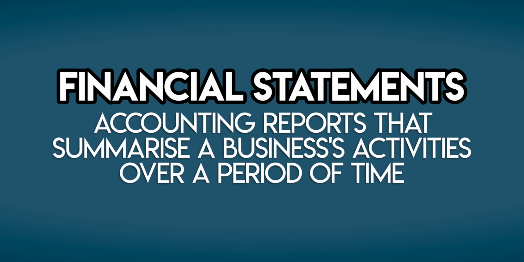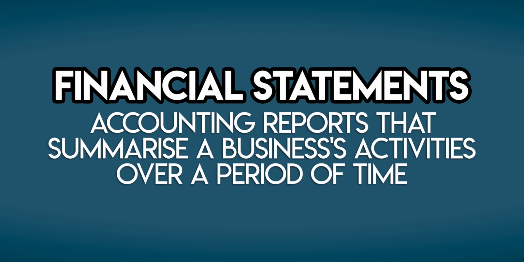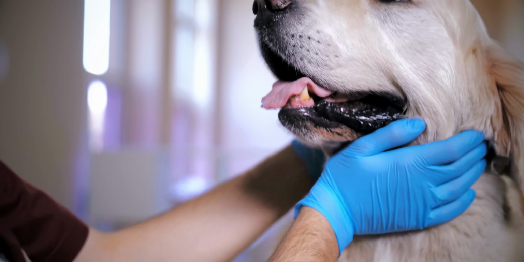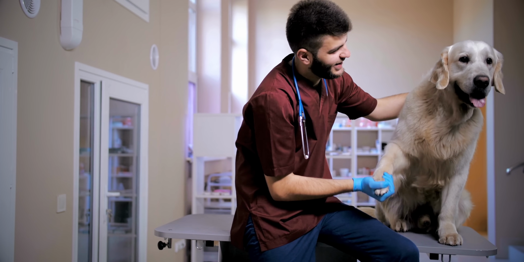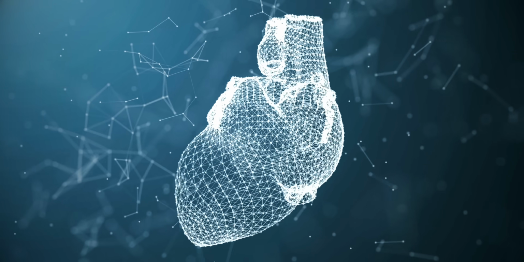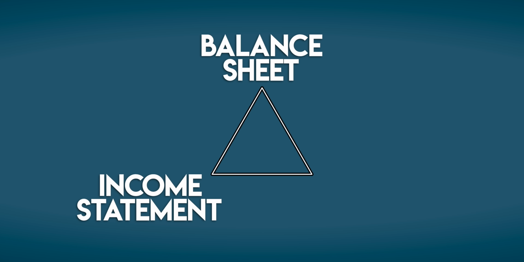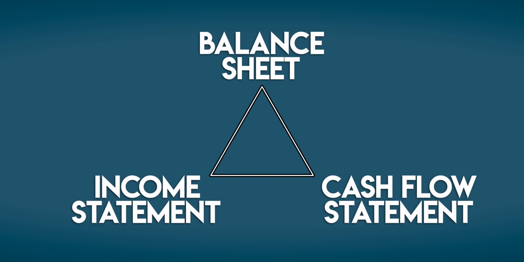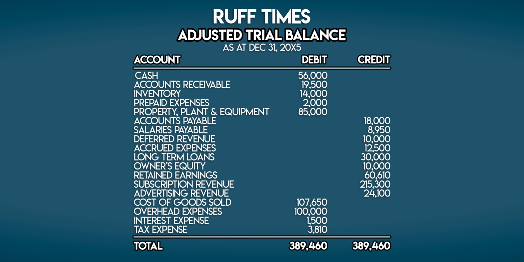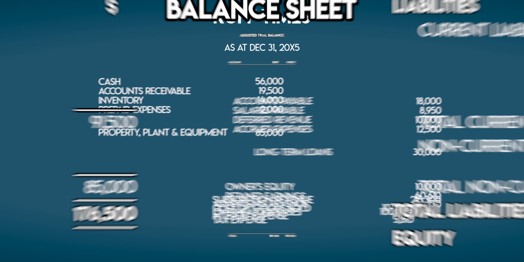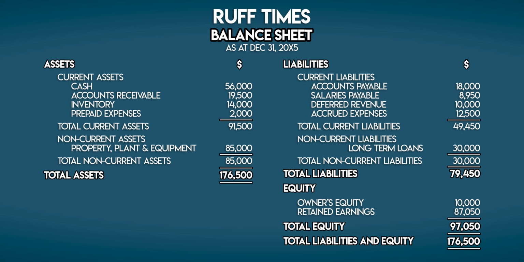Financial statements are accounting reports that summarize your business's activities over a period of time. These are external reports designed to give your investors, lenders, and creditors an understanding of your business's financial health. The three main financial statements are called the balance sheet, the income statement, and the cash flow statement. We can build all of these using your adjusted trial balance. Your balance sheet looks like this. It gives us a snapshot of your business's assets, liabilities, and equity at a single point in time, which can teach the readers about your financial position. They can see what you own and what you owe at the end of your financial year.